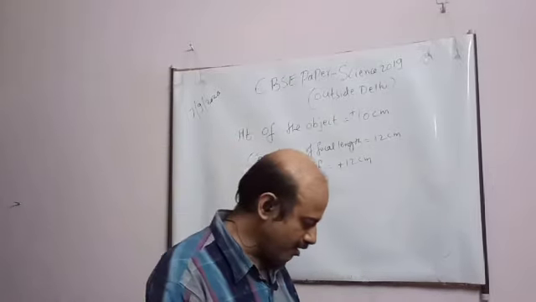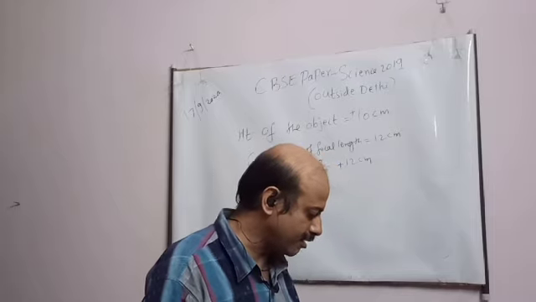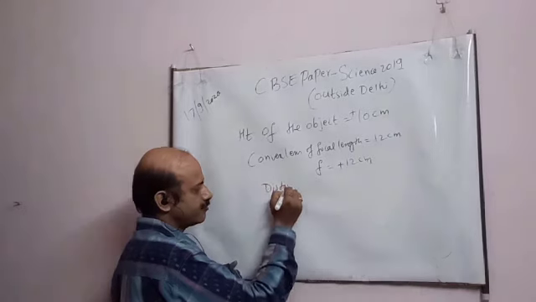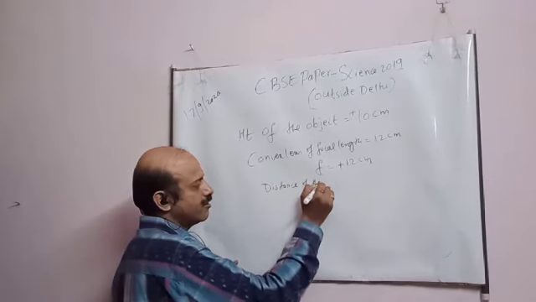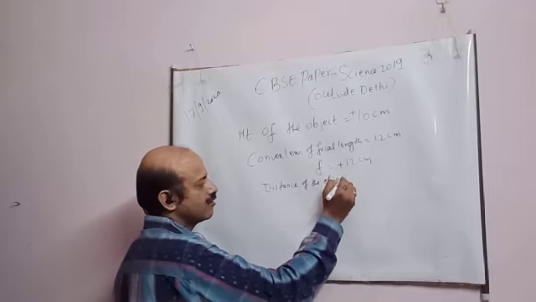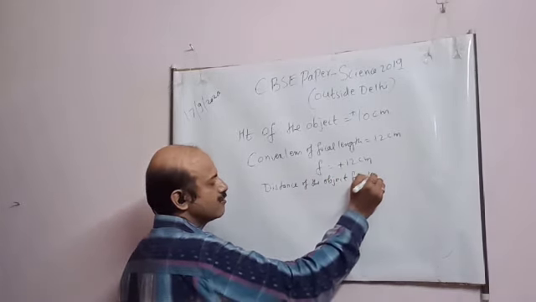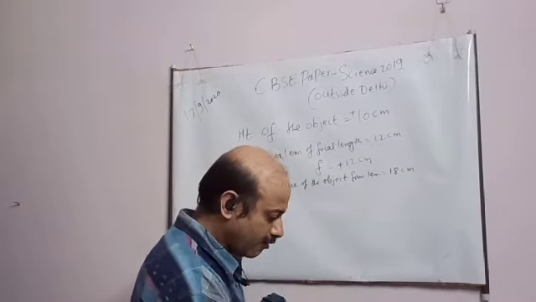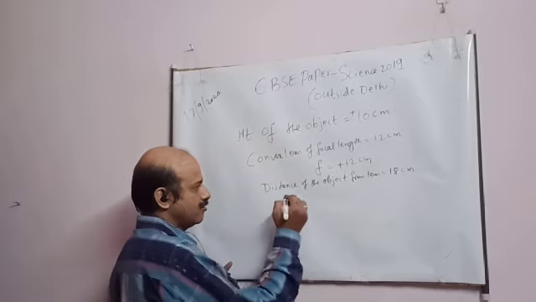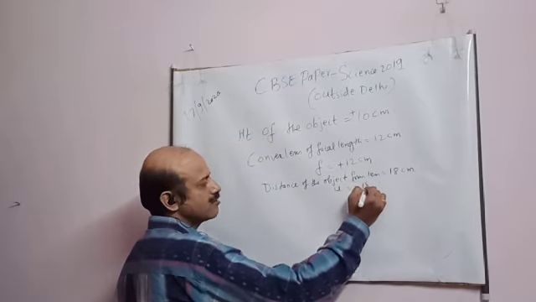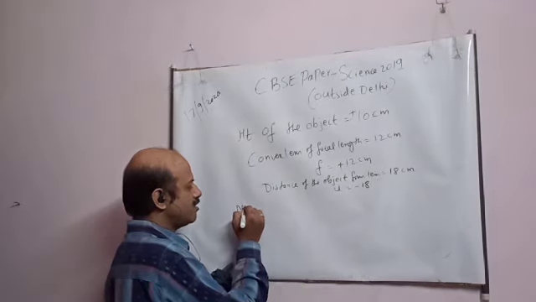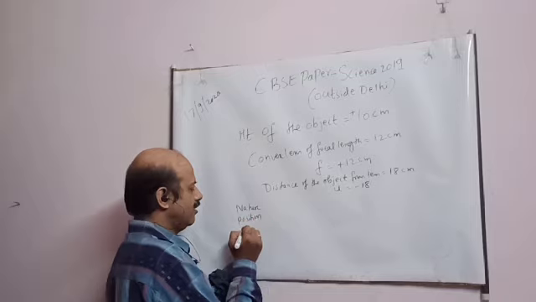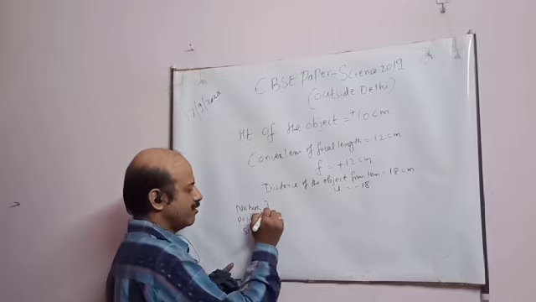Two data are given, student. The next part is the distance of the object from the lens is 18 centimeters. The distance of the object from the lens is 18 centimeters, student. Find the nature, position and size of the image. This is u, student. It should be minus. And the question is the nature, position and size of the image, student.